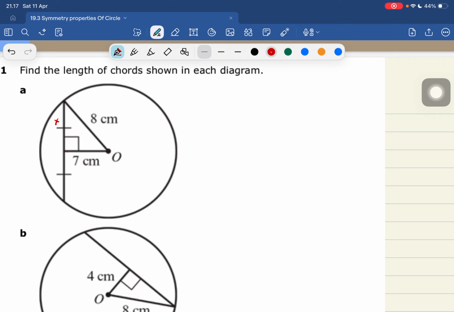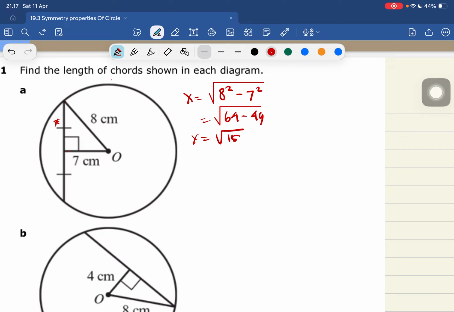So we can find it here. We can use Pythagoras, as you have done it. x equals the square root of 8 squared minus 7 squared. Okay, we can continue. So 8 squared is 64, we minus 49. So we got 64 minus 49, so x equals the square root of 15.